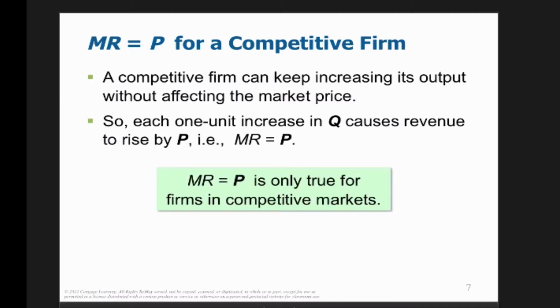All right. Marginal revenue equals price is only true if you're in a competitive market. There's always a catch. Well, I revealed that catch at the beginning. You have to be competitive. Your firm has to be competitive, and the market has to be competitive.